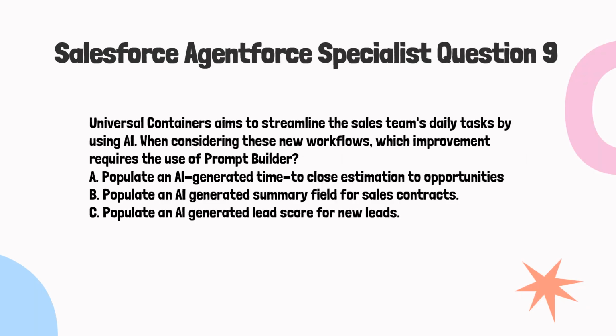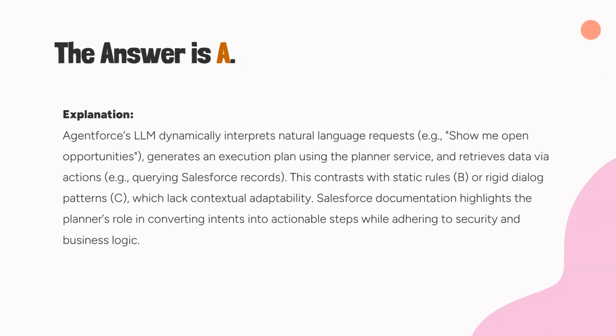Universal Containers aims to streamline the sales team's daily tasks by using AI. When considering these new workflows, which improvement requires the use of Prompt Builder? A. Populate an AI-generated time to close estimation to opportunities. B. Populate an AI-generated summary field for sales contracts. C. Populate an AI-generated lead score for new leads. The answer is A.